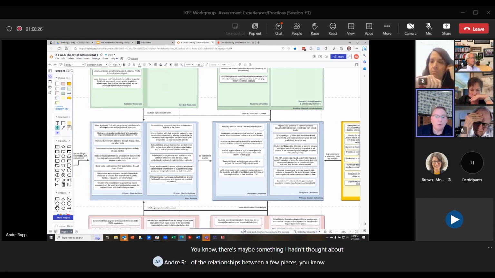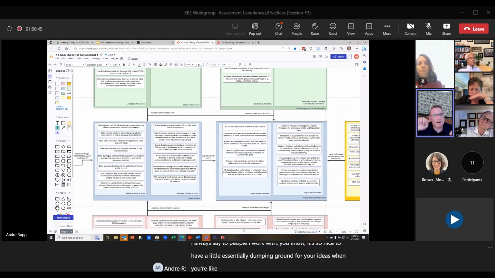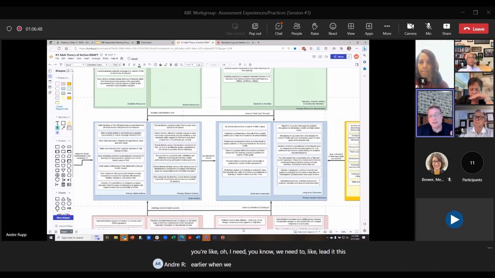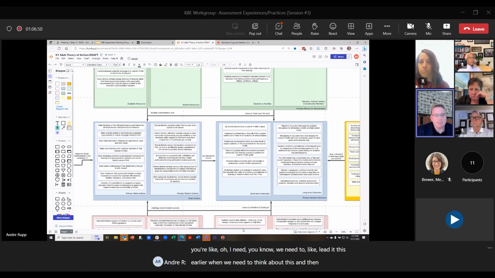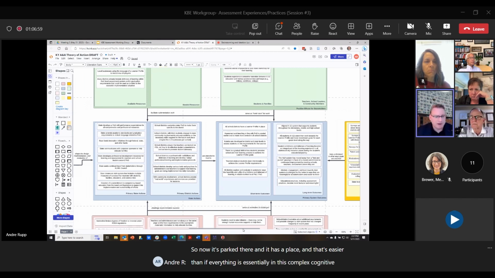The goal for me would always be to get whatever teams I'm working with, and myself, to become systems thinkers, right? And really making sure that all the different connections and aspects are at least considered, and there's a place for that. I always say to people I work with, it's so nice to have a little dumping ground for your ideas. When you think, oh, we need to lead with this earlier, we need to think about this, and then, oh yeah, I can put it here. Boom, there it is, and now it's parked there and it has a place. And that's easier than if everything is in this complex cognitive washing machine.